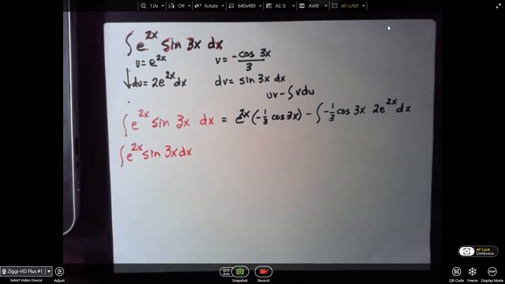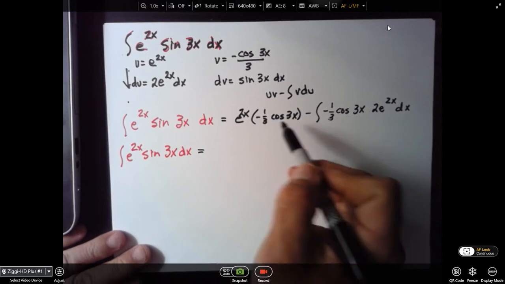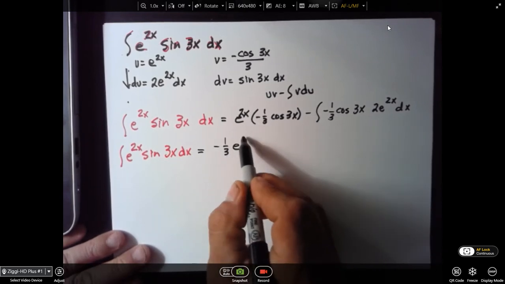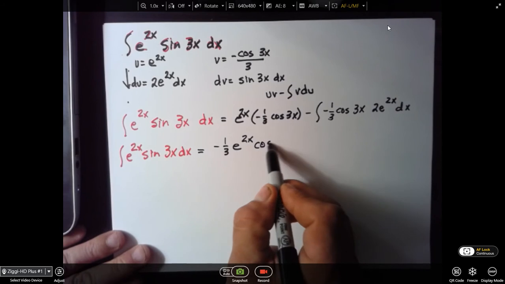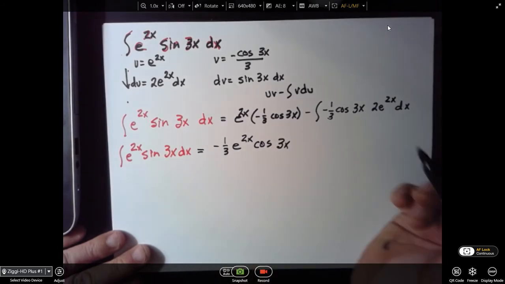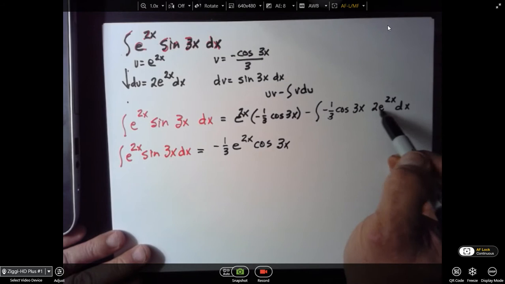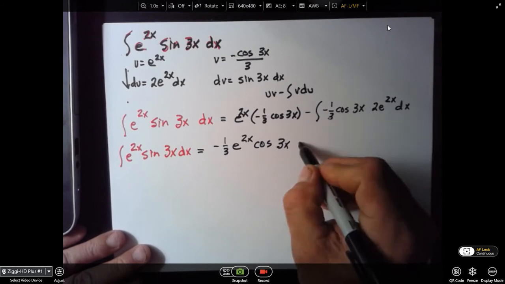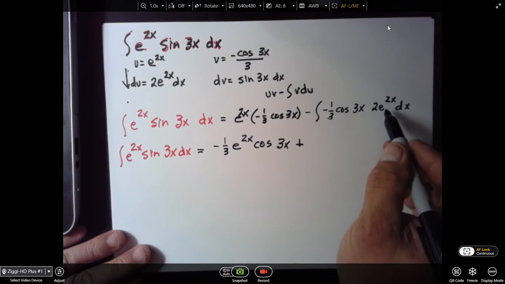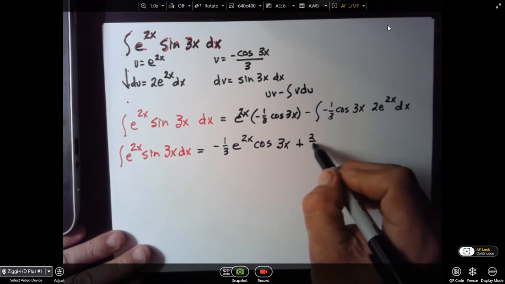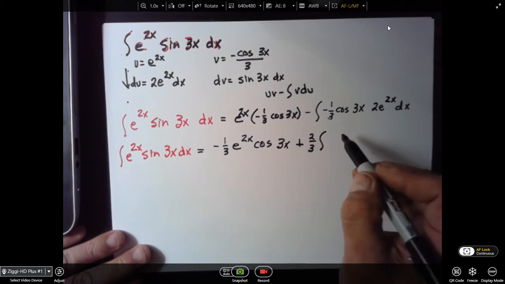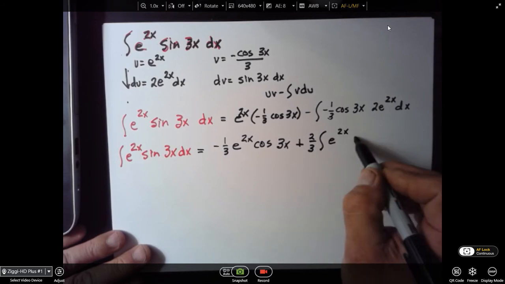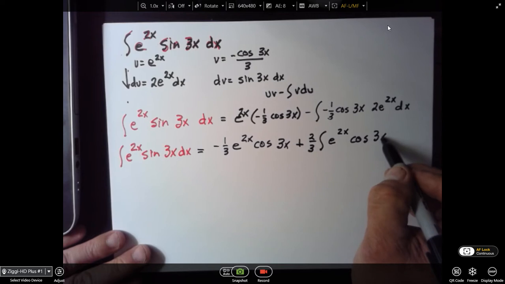Is equal to, well, that negative 1/3 can come out. e to the 2x cosine of 3x. That 1/3 and that 2 can come out, and that negative makes this a positive, so that's going to be positive. 1/3 times 2 is 2/3. Antiderivative of, and I'm just going to bring that e to the 2x back over here in front, cosine of 3x dx.